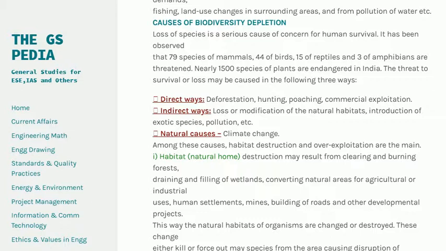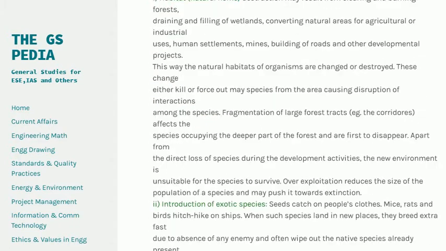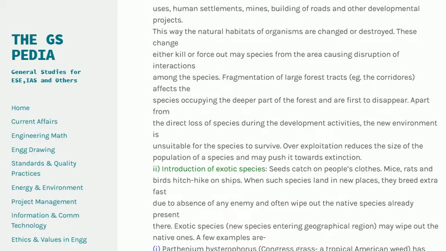Habitat (natural home) destruction may result from clearing and burning forests, draining and filling of wetlands, converting natural areas for agricultural or industrial uses, human settlements, mines, building of roads and other developmental projects. This way the natural habitats of organisms are changed or destroyed. These changes either kill or force out many species from the area, causing disruption of interactions among the species.